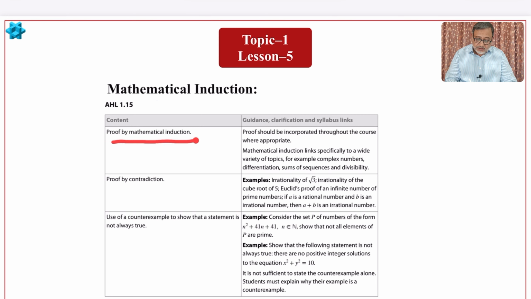Proof by mathematical induction. Proof should be incorporated throughout the course where appropriate. Mathematical induction links specifically to a wide variety of topics, for example, complex numbers, differentiation, sum of sequences and divisibility. We are going to touch most of the topics which are discussed here. Proof by contradiction also has to be considered.